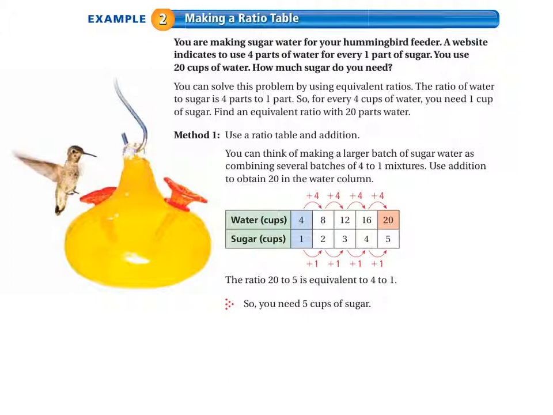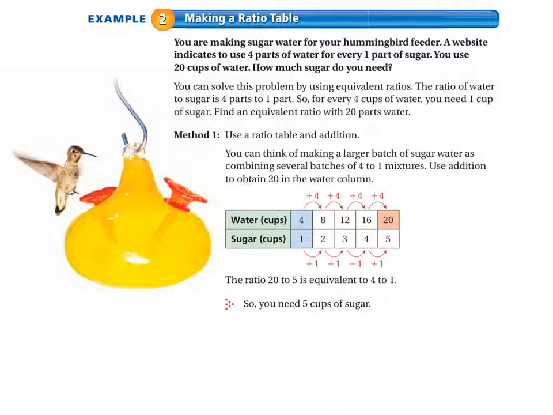cups of water. So looking at the problem, it says you are making a sugar water for a hummingbird feeder. A website indicates to use 4 parts water for every 1 part of sugar. So again, the ratio is 4 parts water to every 1 cup of sugar. It says you use 20 cups of water. How much sugar do you need?